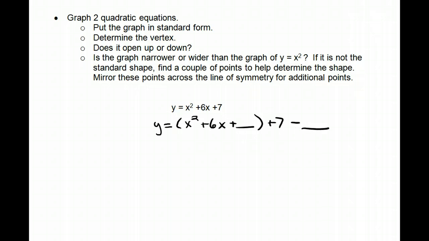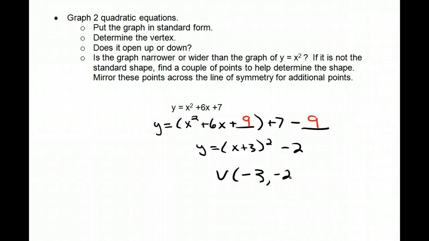When you fill this in, half of 6 is 3, squared is 9. Since I added 9, I also need to subtract 9, which means my equation is going to be y equals (x plus 3) squared minus 2. That tells me my vertex is at negative 3, negative 2. Then I need to ask questions like, does it open up or down? Is it the standard shape? That type of thing.